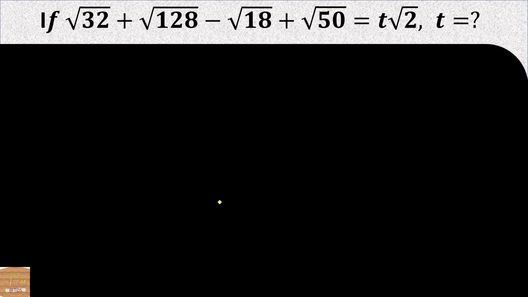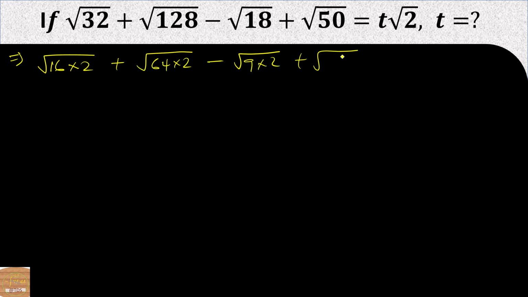Okay, so let's do it together. 32 divided by 2 will be 16. So we have 16 times √2 plus, now 128 divided by 2, 64 times √2. Now 9 times 2 is 18, 25 times √2 plus t√2. All right, so after t, it's not difficult at all.